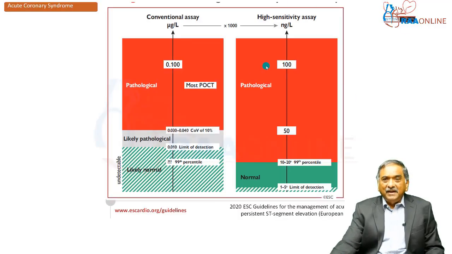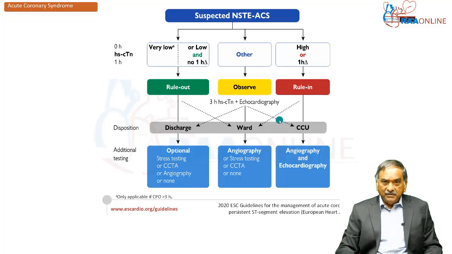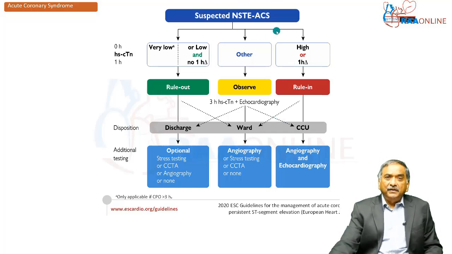So this is the high sensitivity troponin. There is a normal range, and then there is the 99th percentile of the upper reference level, and above that is considered abnormal. And I'll show you how to manage each of the patients that present.